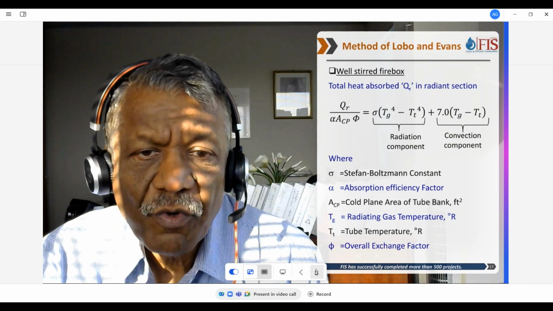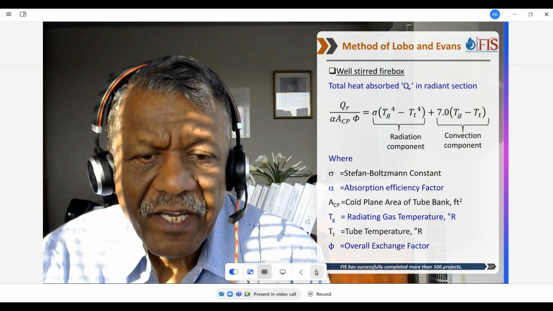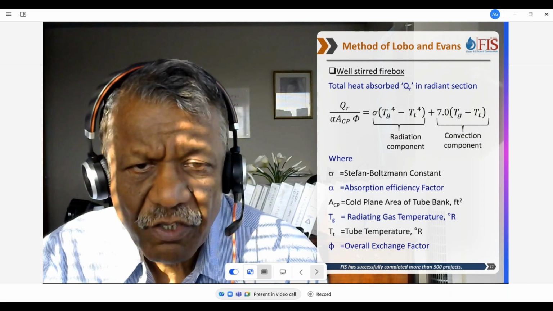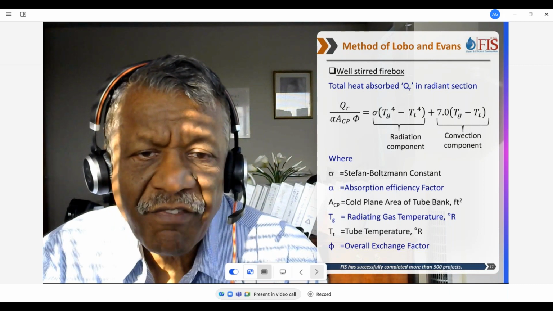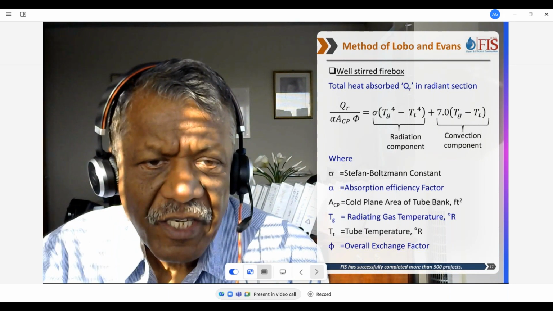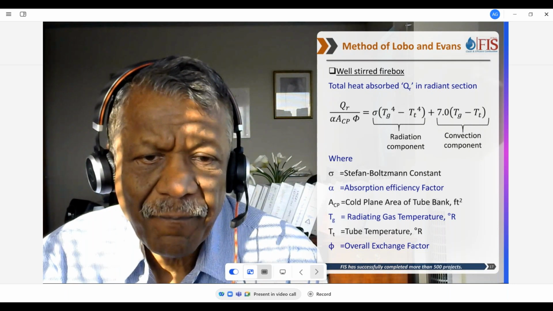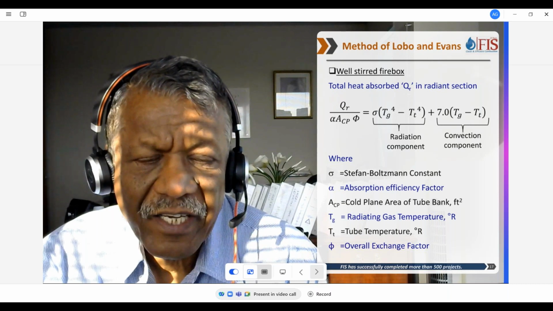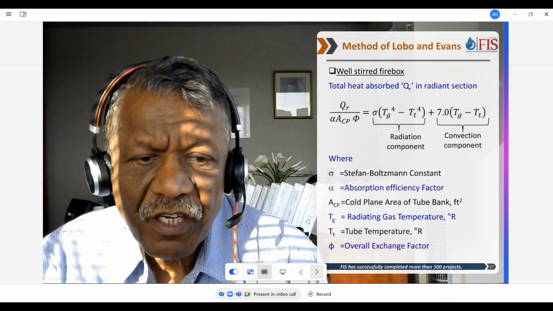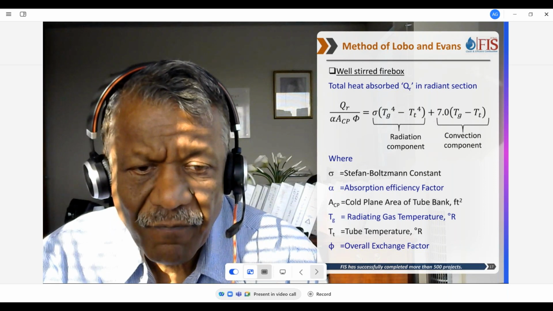Thanks to Lobo and Evans, they simplified the heater calculations. And they came up with 3 factors, and that's what we will be talking about today. They came up with alpha. Alpha is the absorption efficiency factor. And ACP is the cold plane area of the tube bank in feet square. And phi is the overall exchange factor. We will talk a little bit more about it in the later slides.